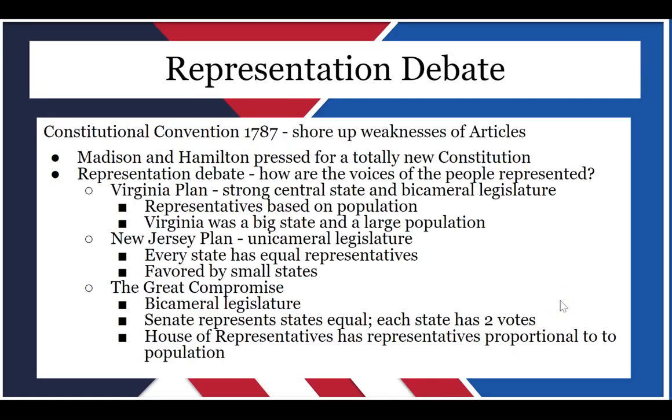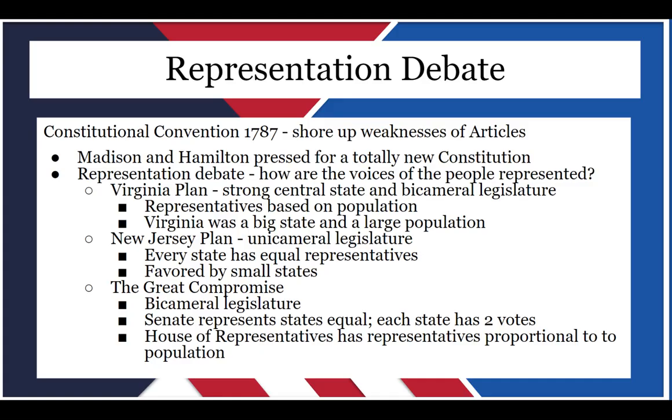So one thing to keep in mind was that when delegates came to the Constitutional Convention, the initial plan was mainly to fix the Articles of Confederation, but a number of the delegates convinced people that we can't just fix what's wrong with the Articles. It's not enough to just fix the weaknesses of the Articles. Madison and Hamilton in particular, James Madison and Alexander Hamilton, pressed for a completely new constitution, and they won out.